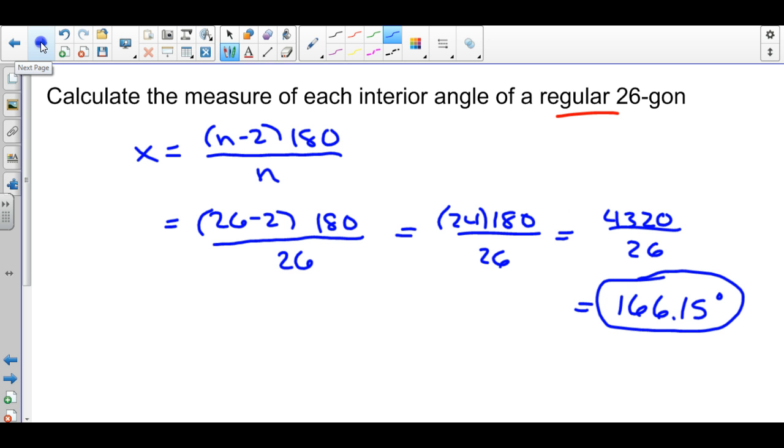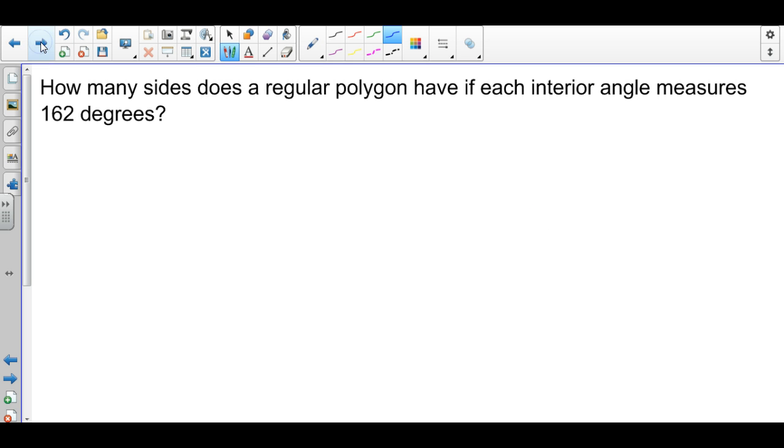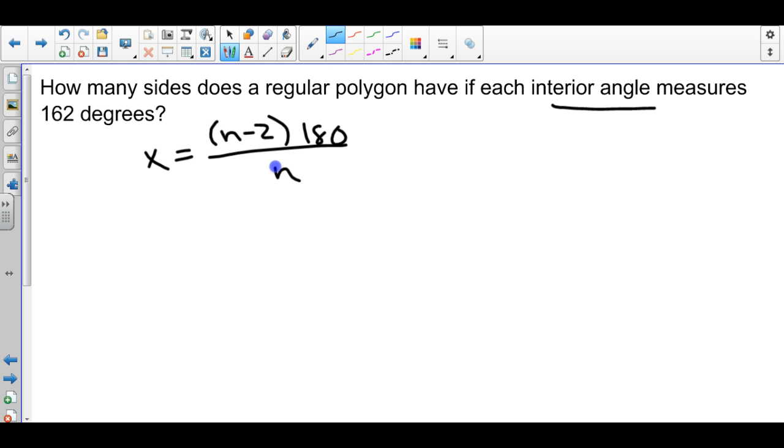Now we're going to work backwards on a problem like that. What if I give you each one of the interior angle measures, and we want to figure out how many sides that figure has? I'm going to write out that formula first, and we'll take a sec to talk about it. We are going to be solving for the letter n in this case, and it appears twice in here. So I'm going to take the 162, which represents the measure of each one of those interior angles, and substitute it in for x.